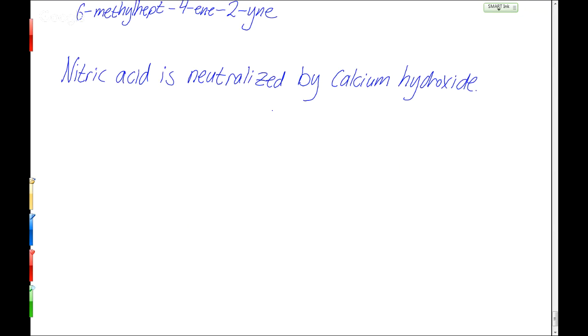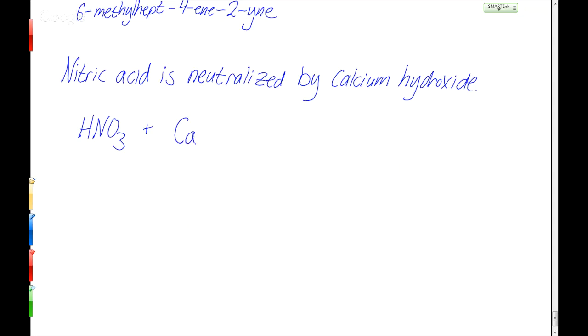Like NO3, you throw an H on to make nitric acid. It says you put hydro in front and ic at the end, but that's only for the halogen ones. Because it's like sulfuric acid. Yes, you throw an H in front of sulfate, but you need two H's, you have to balance the -2 charge. Okay, so neutralized by calcium hydroxide.